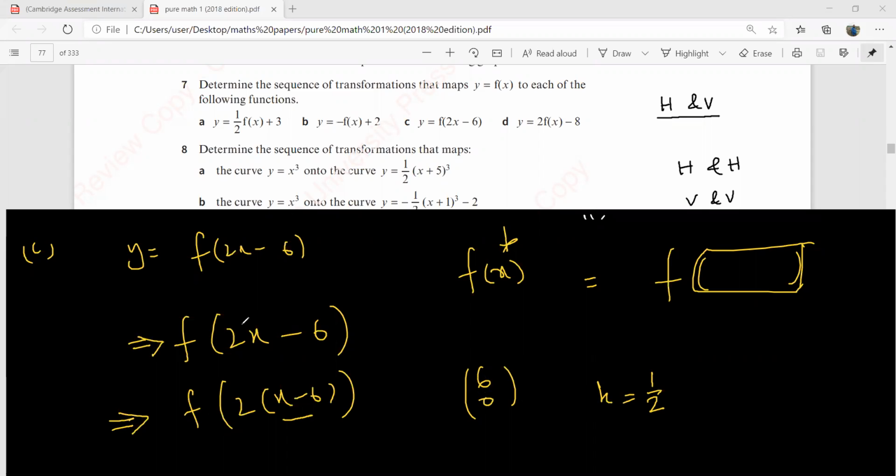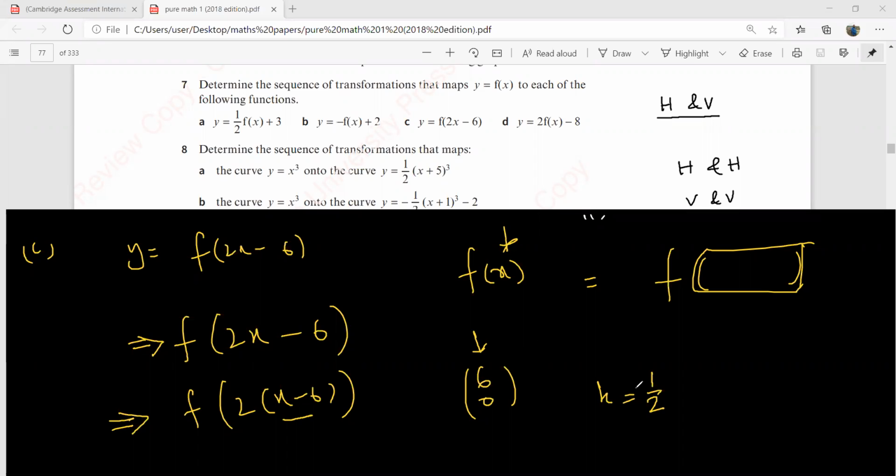In this case, we were thinking that the translation is taking place first, but it was happening at the end. So here, it looks to me that the stretch is taking place first and then you're translating. But you will write this opposite to it. Please check the answer. Is it a translation with this column vector, and then a horizontal stretch with the scale factor half?